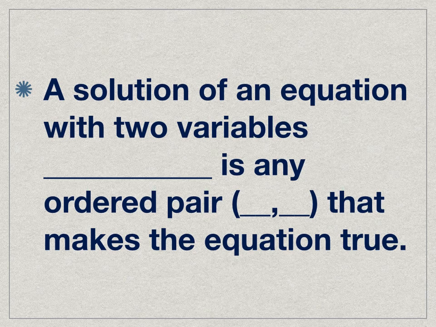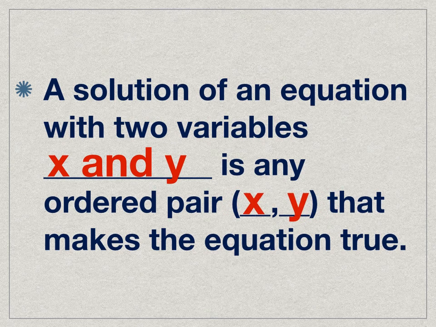A solution of an equation with two variables, x and y, is an ordered pair. An ordered pair is written in parentheses. The x value comes first, separated by a comma, and then the y value, that makes the equation true. So you're looking for an x and a y that when you plug it in, you end up with a true statement or an identity.